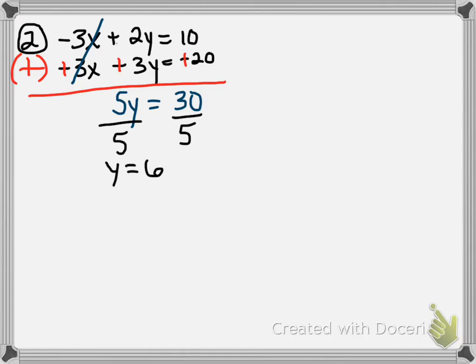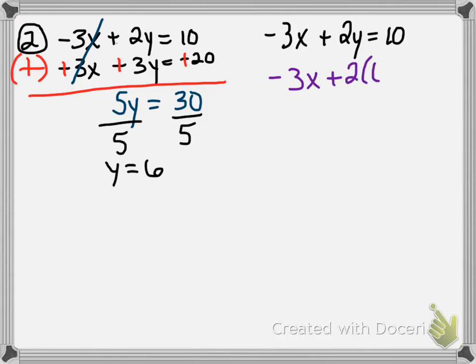Okay, again, we're just going to substitute back into one of the original equations, so I'll pick the top one. And we're just going to plug in what we just got for y. So it becomes negative 3x plus 2 times 6 is equal to 10. That would give me negative 3x plus 12 equals 10.